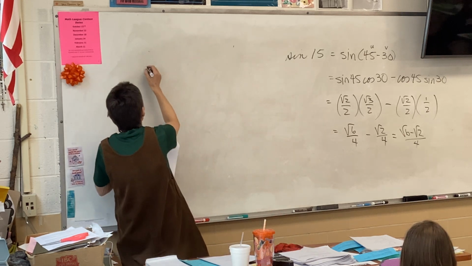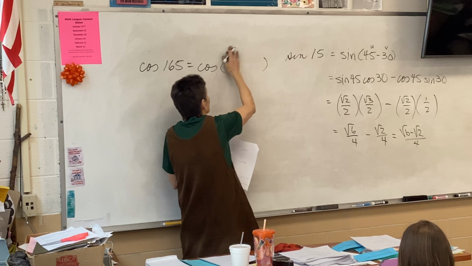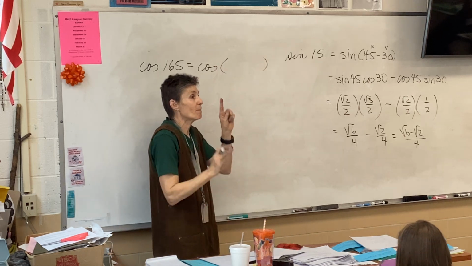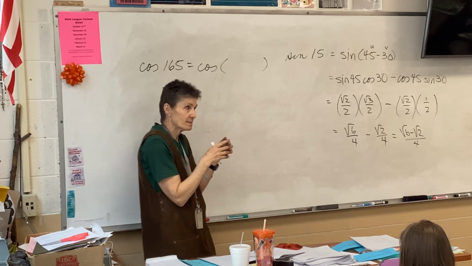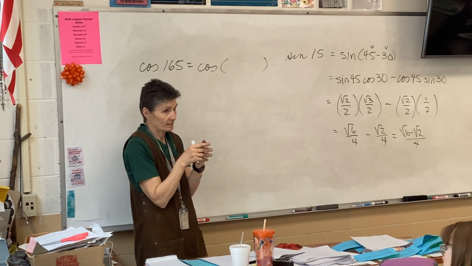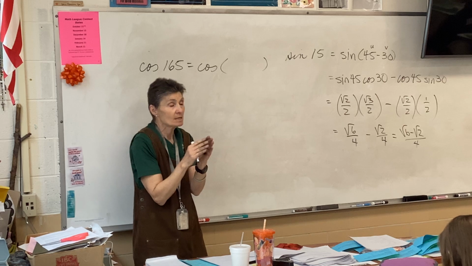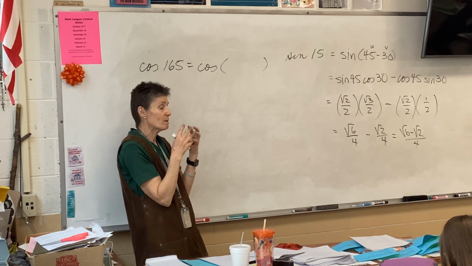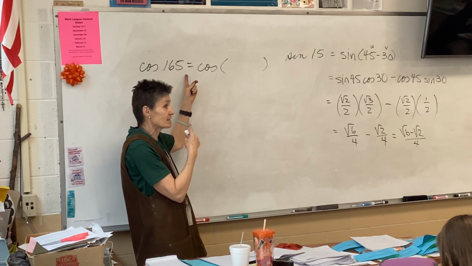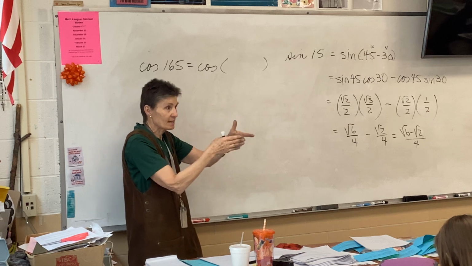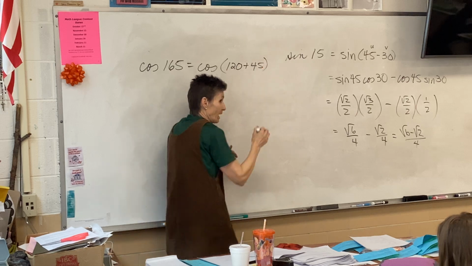All right, cosine 165. Now, you have to think of two of your special angles that are either going to add up to 165 or subtract to get 165. There are lots of possibilities. So we'll all get the same answer, but we may think of different options. Anytime one of my numbers ends in 5, I immediately think of 45. So I'm going to think of this as 120 plus 45.